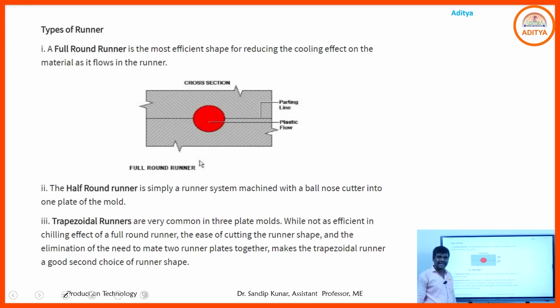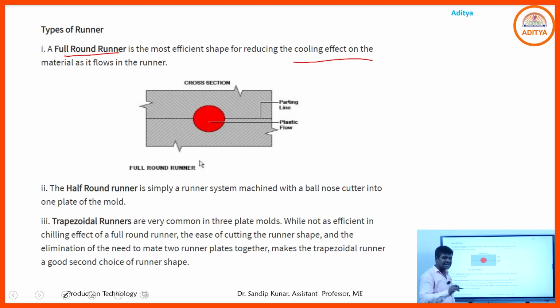Now we come to the types of runners. What are the types of runners? Already I have told that three types of runners are used. The full round runner is the efficient shape for reducing the cooling effect on the material as it flows through the passage and comes to the mold cavity. When the liquid metal flows through the runner, it does not freeze in the runner section. Otherwise, molten metal does not come to the mold cavity.